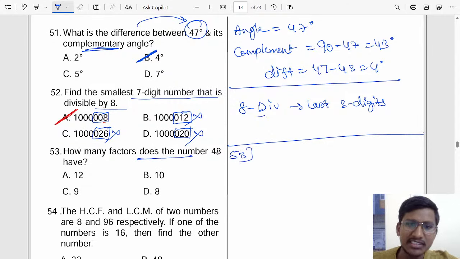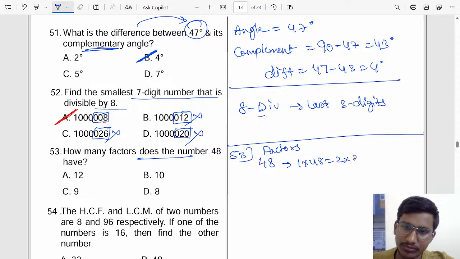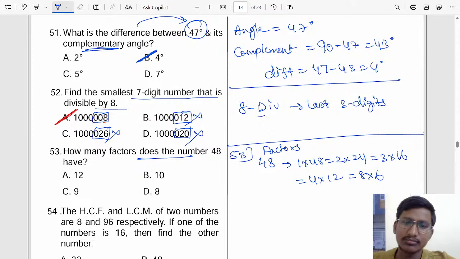How many factors does the number 48 have? So factors of 48. What are the factors of 48? So 1 times 48, and then 2 times 24, and then 3 times 16, and then 4 times 12. Okay, and then 8 times 6. These are the factors of 48.